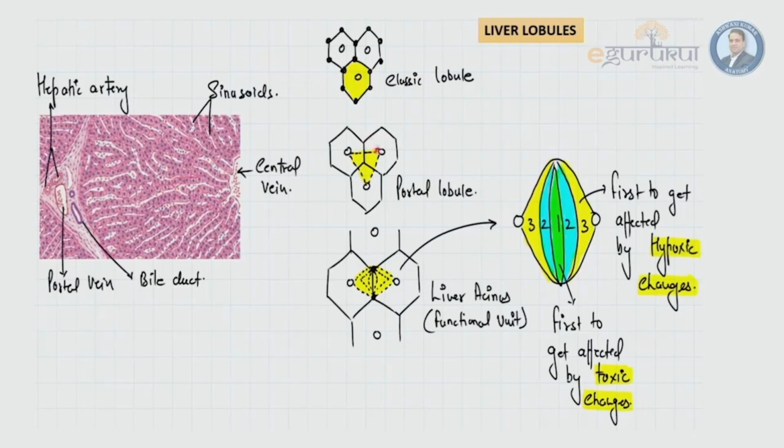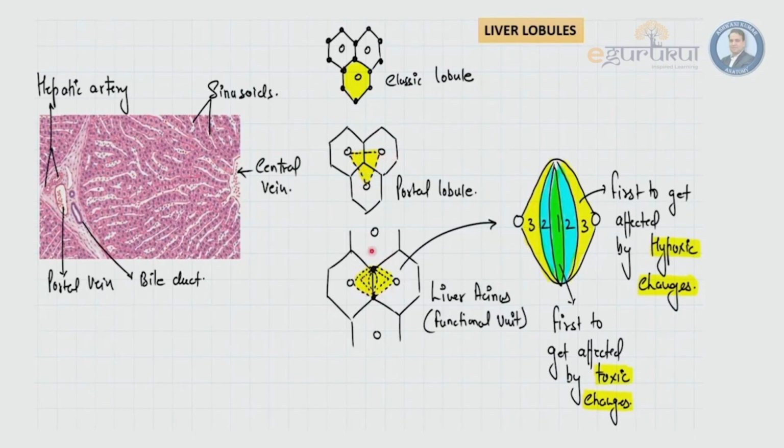The second type is called a portal lobule. If you join a line connecting three neighboring central veins, you will see one portal triad in between, the hepatic artery, portal vein, and bile duct, surrounded by the three central veins, and this type of classification is called a portal lobule. The previous one was the classical liver lobule, and this one is a portal lobule.